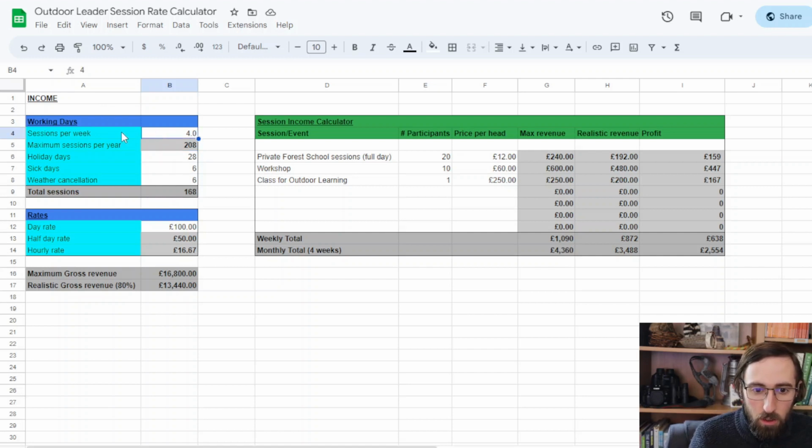So starting at the top here, we calculate the number of days we can actually work in a year, because as a leader, you're often not out delivering sessions for the majority of your time. There's a lot of admin to do, there's holiday days, there's sick days, the weather can all factor into that. So if we can calculate roughly how many days we're actually going to be delivering sessions, we can then use that to price our rates.